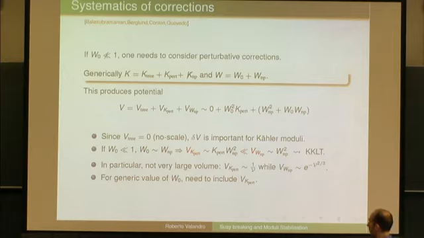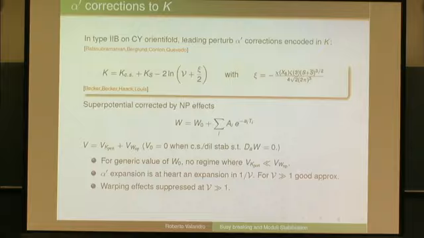Okay, so we see that for generic value W0 we need to include also the perturbative correction of the Kähler potential. So what are these corrections? In type IIB, the leading one is an alpha prime correction, an alpha prime cube correction coming from the higher-derivative R^4 term. This is encoded in the Kähler potential. Basically, it corrects the Kähler potential of the Kähler moduli by shifting the volume by this term here.